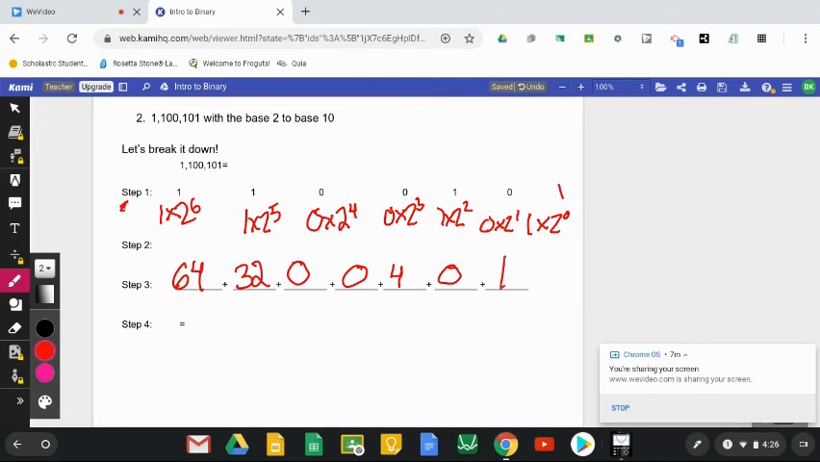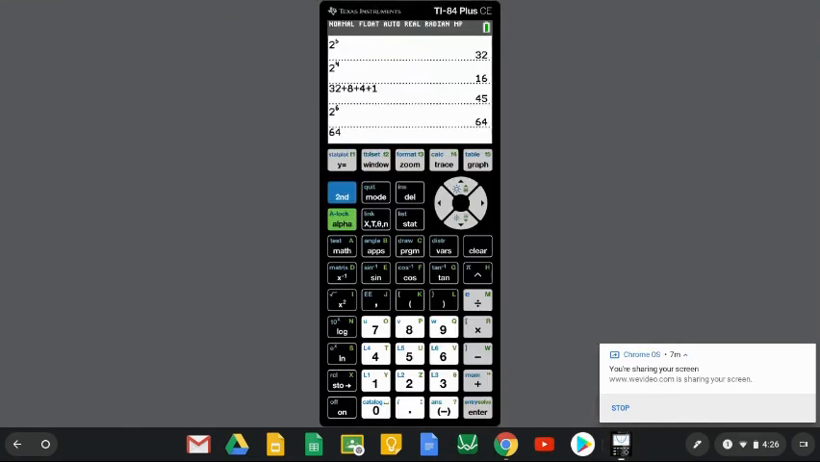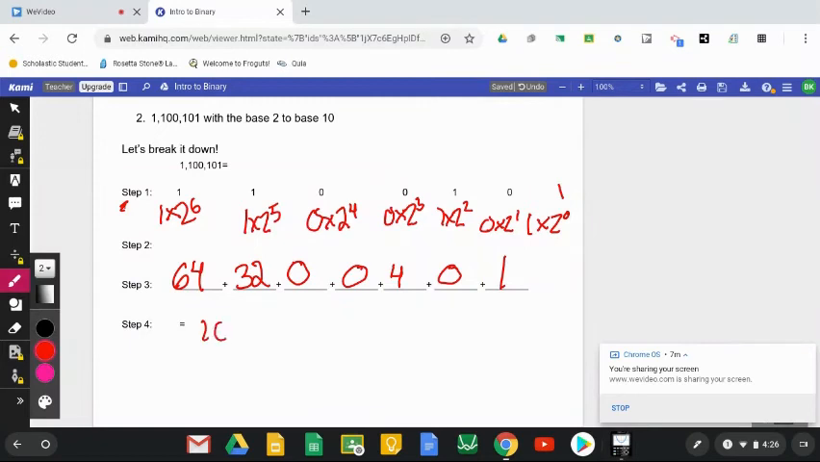Now I add these up. 64 plus 32 plus 4 plus 1, 101. So this 1100101 gave us 101. Remember, now we can say this is 101 because this is my base 10.